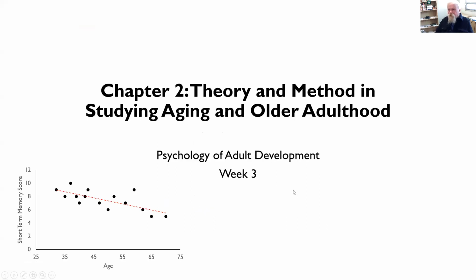Good. All right, so we're looking at chapter 2 in the book, and this chapter is on research methods in studying adults, and specifically in your book it says aging in older adulthood, but we're going to talk about research that we can do with any groups in adulthood.